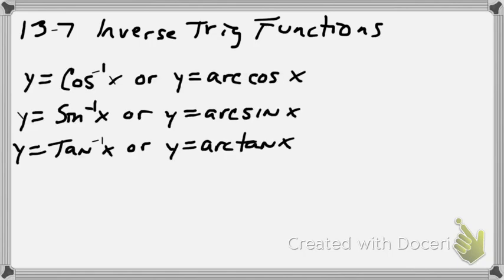There are alternate names for the trig functions. Arc cosine is the same as inverse cosine. Arc sine is the same as inverse sine. And arc tan is the same as inverse tangent. Okay. We haven't talked about arc before. We're introducing that today. It just means the same thing.